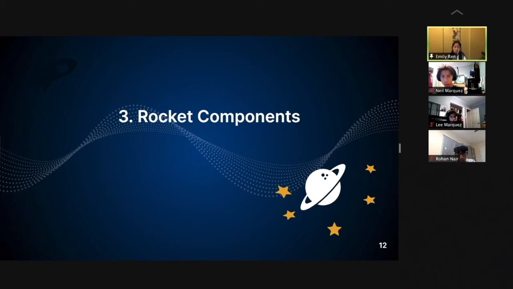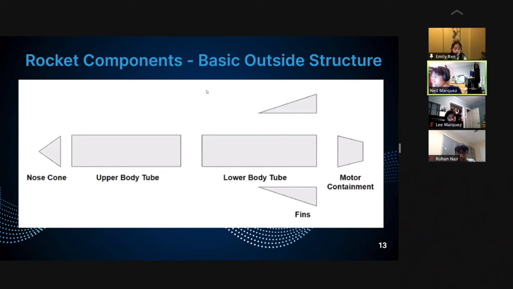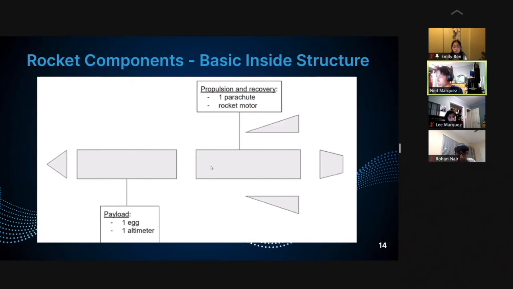Now let's talk about the components of a rocket. The basic outside structure for our TARC rockets includes the nose cone, upper body tube, lower body tube, fins, and then the motor containment or motor mount. And the inside structure: in the upper tube, we have an egg and altimeter. This year it's 2 eggs, and the lower tube is going to have a parachute and a rocket motor, which is secured by the motor mount.